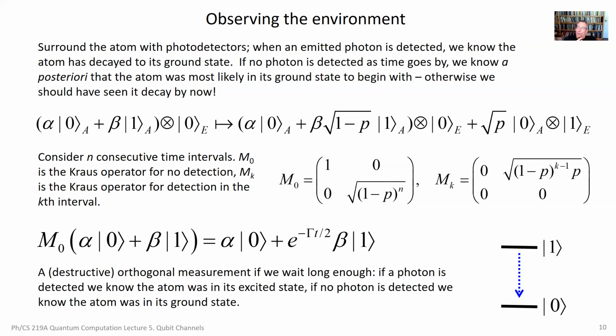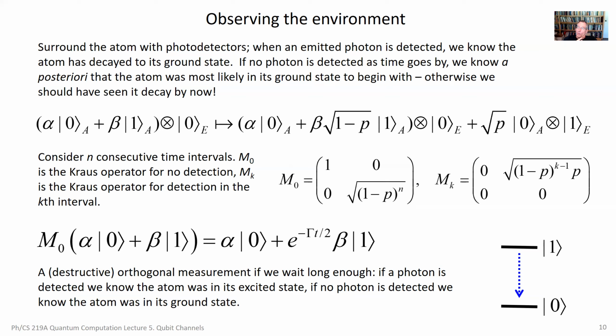So the Kraus operator corresponding to that case in which you never see a photon is, well, let's look here. That means that you always got the state 0 when you measured the electromagnetic field. Each time you did so, the amplitude for the state 1 of the atom got suppressed by another factor of the square root of 1 minus p. And that happened altogether n times if you never saw a photon.